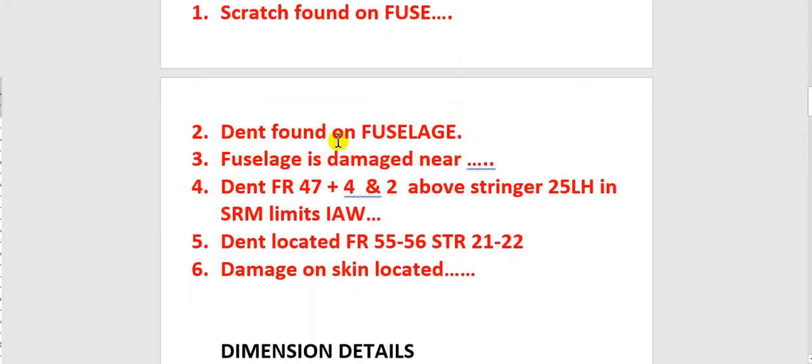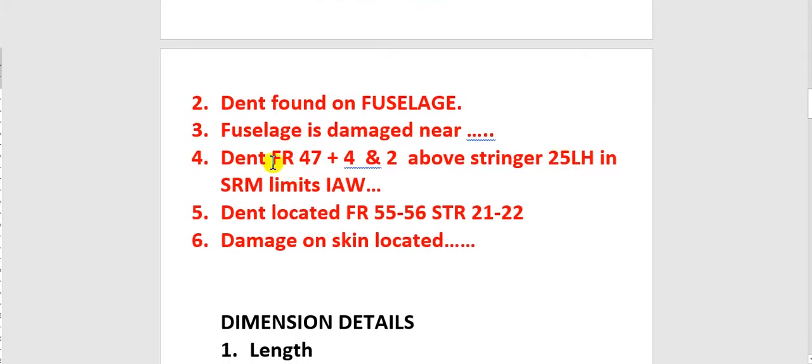Another example, dent found in fuselage. Okay, what is the dimension of the dent? What is the nature of the dent? Where in the fuselage, where is the location? Where is the structure repair manual reference? Okay. Fuselage is damaged near. This is not allowed, not accepted. Where? What is the damage? Where is it? What is the type?